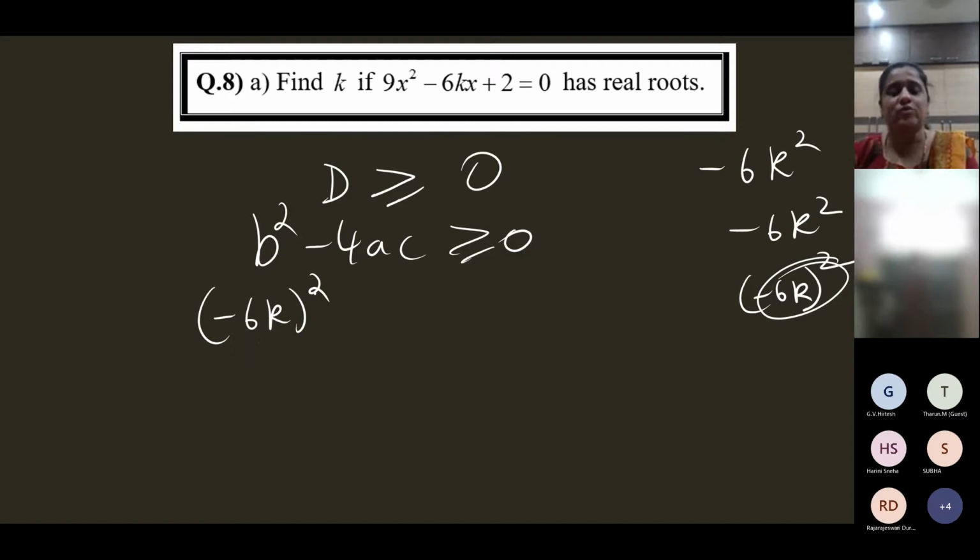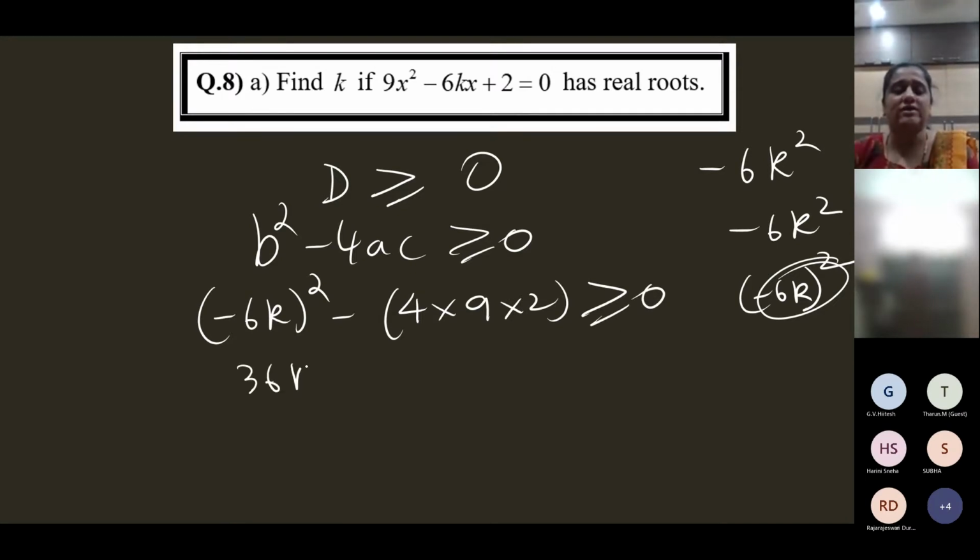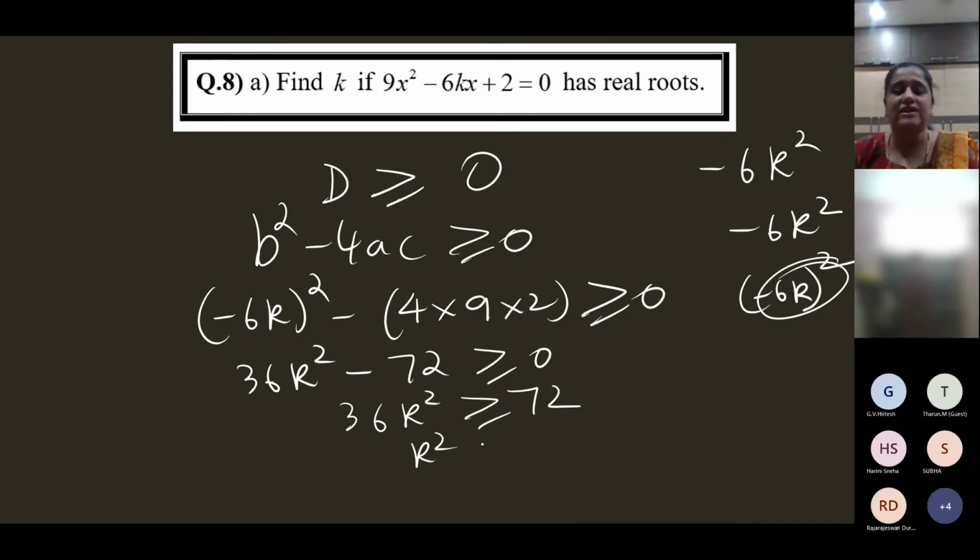Okay, so B square minus 4AC, 4 into A, 9 into C2, greater than or equal to 0. 36K square minus 72, greater than or equal to 0. 36K square, greater than or equal to 72. K square is greater than or equal to 72 by 36. K square is greater than or equal to 2.